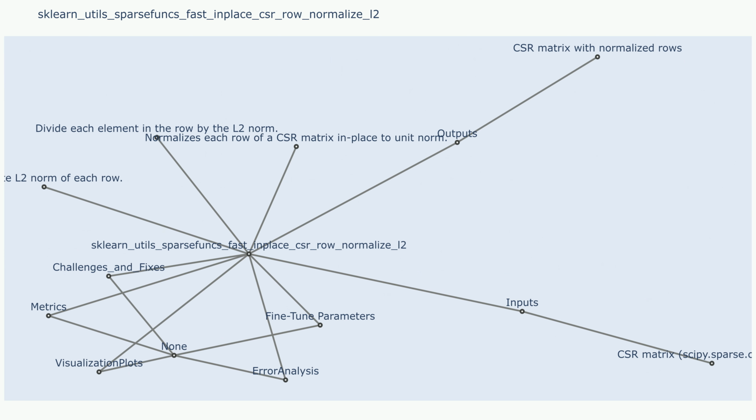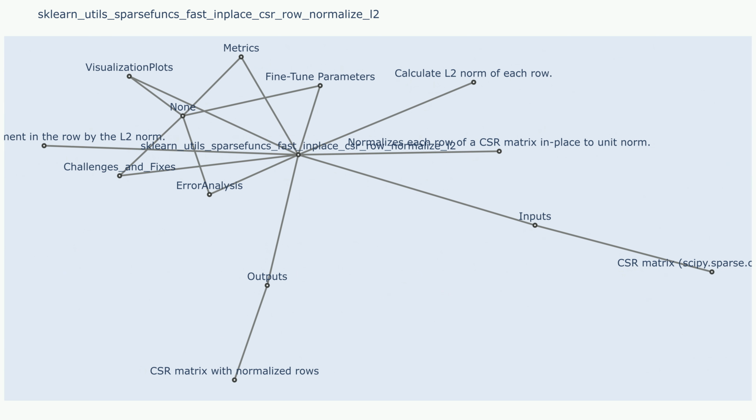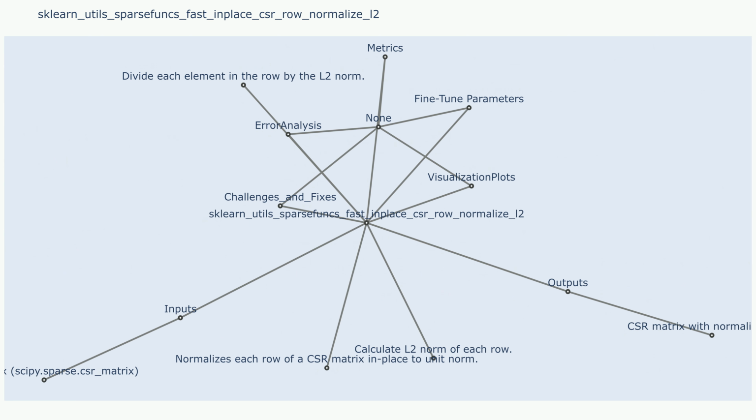Visualization plots: scatter plot of data points before and after normalization. This plot shows the impact of normalization on the distribution of data points in the feature space. Fine-tune parameters: none. This function has no tunable parameters. Uncertainty methods: none. This function does not involve uncertainty estimation.